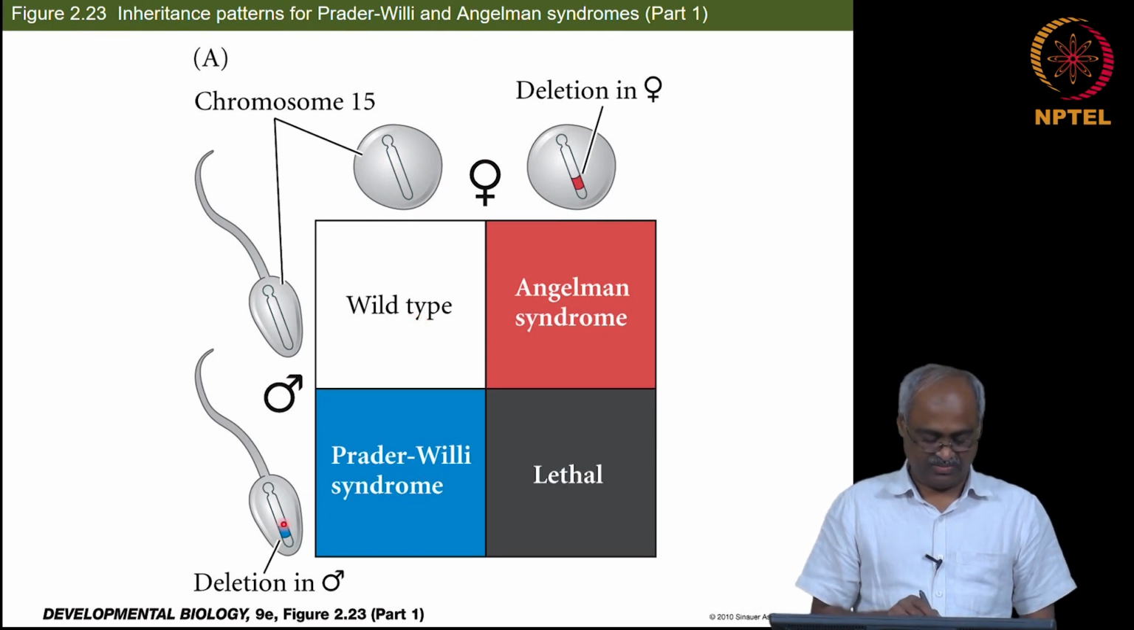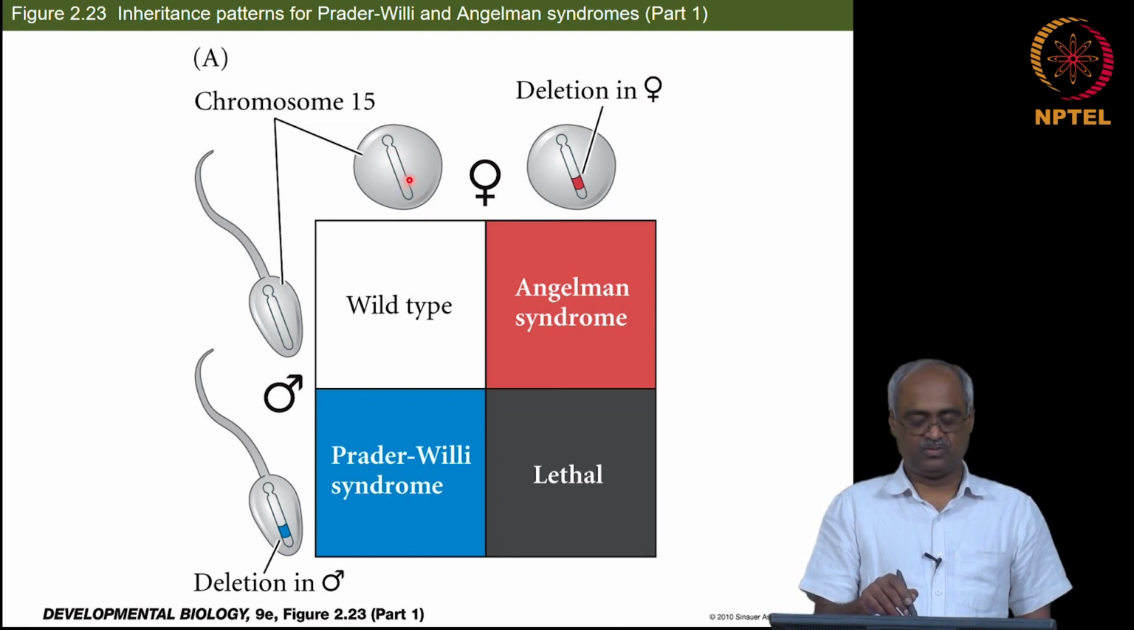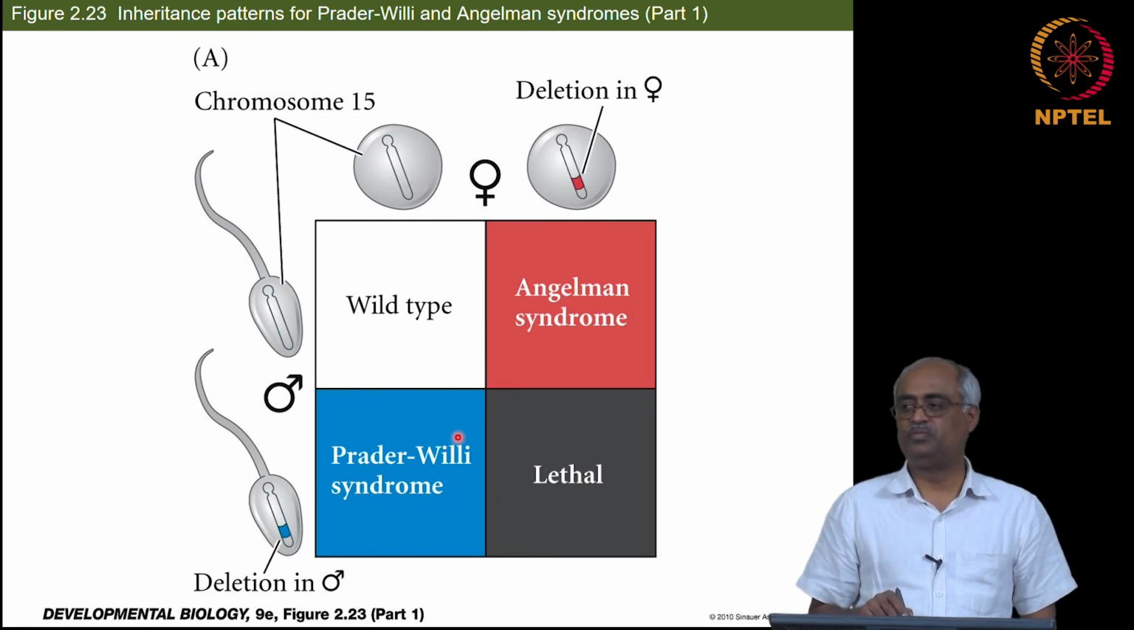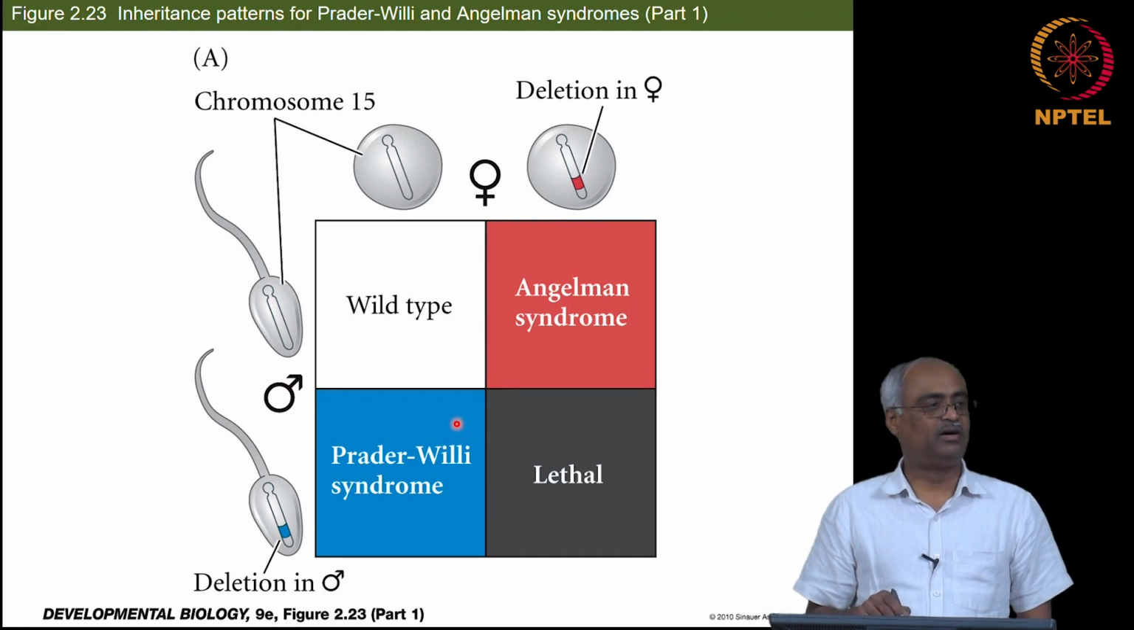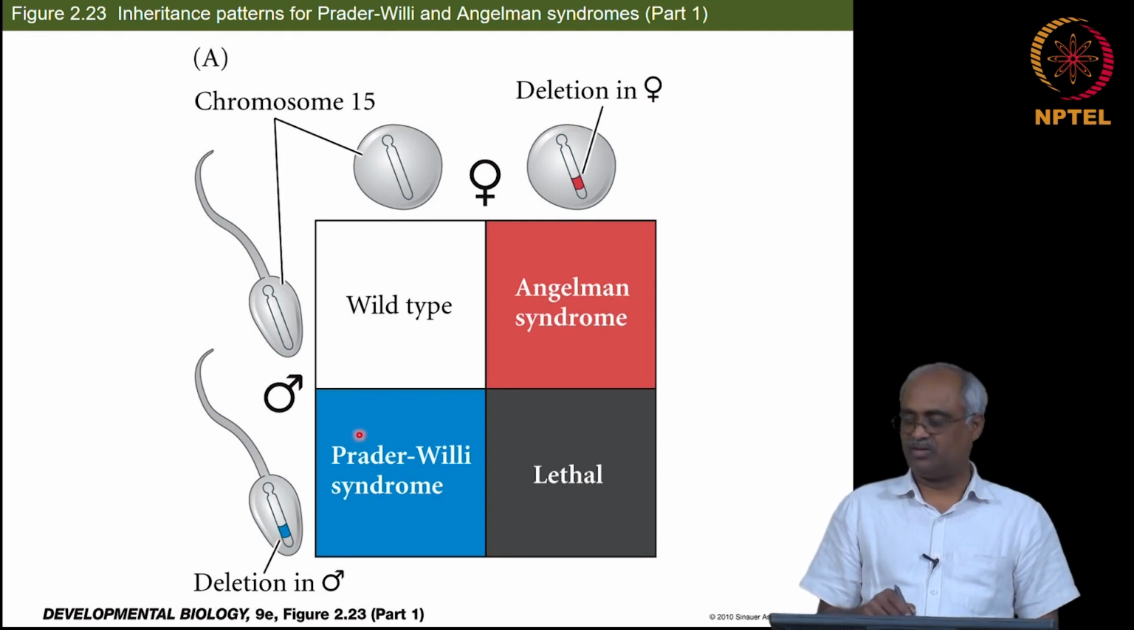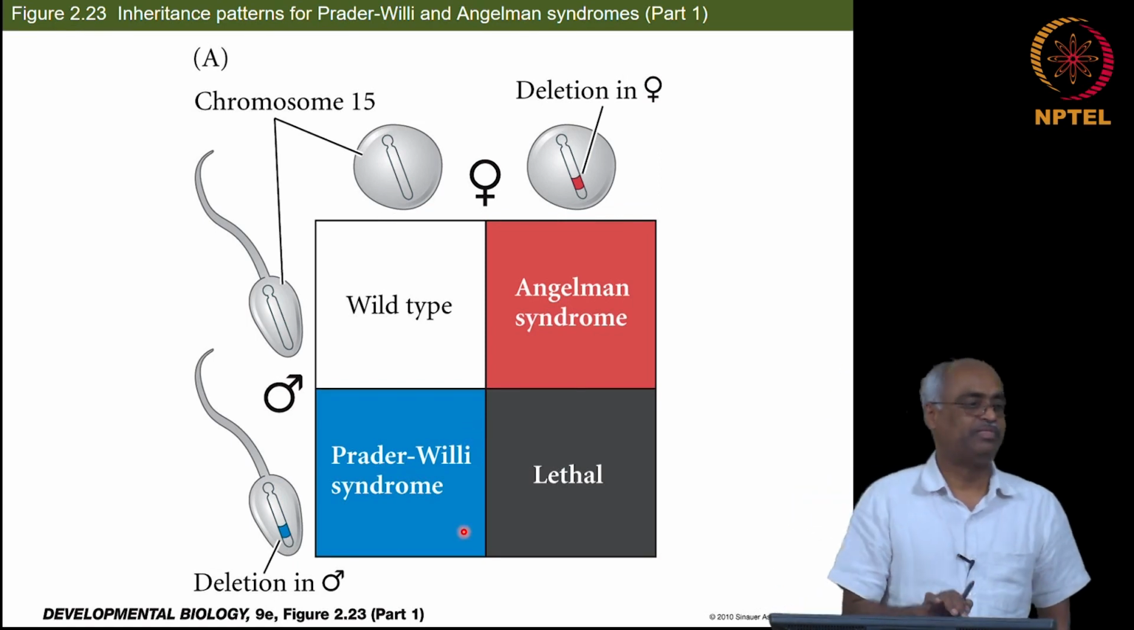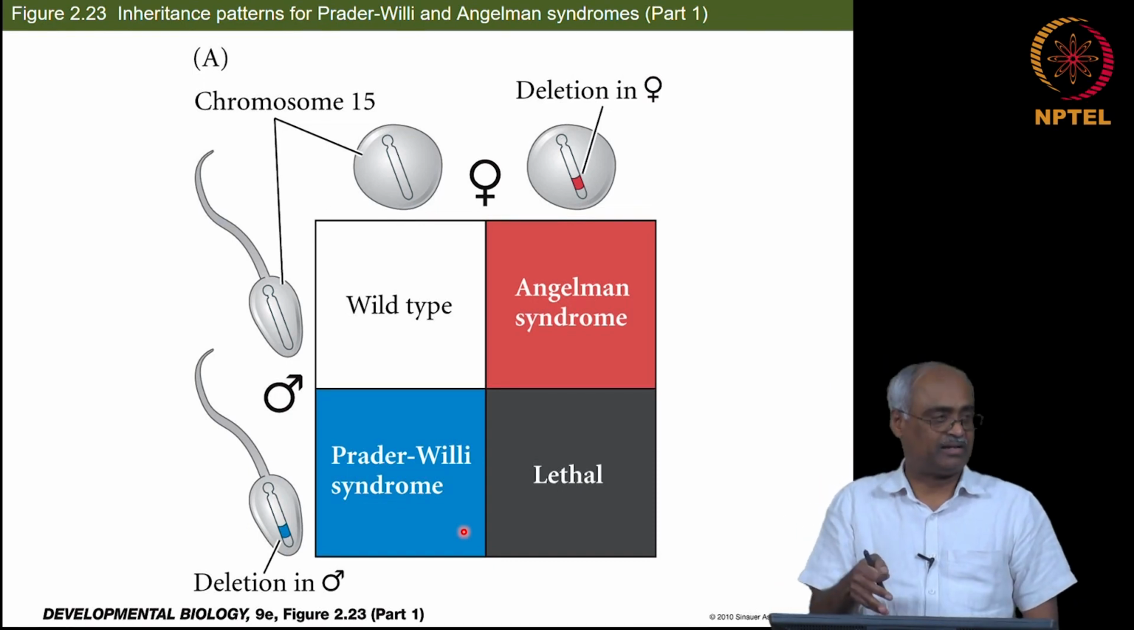Now, let us say a particular region in chromosome 15 is deleted in the male. You have a wild type copy of chromosome 15 coming from the egg, but that is not helpful because the required genes are actually inactivated due to maternal specific imprinting, and when you do not have that from the sperm, then you get this particular disease.